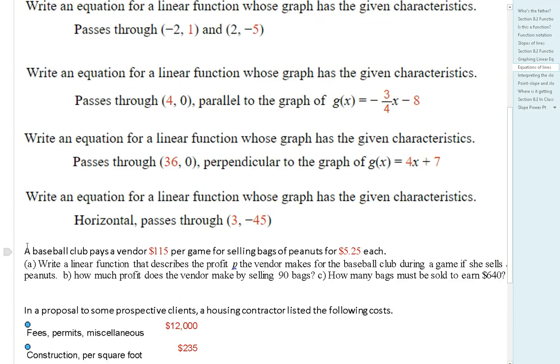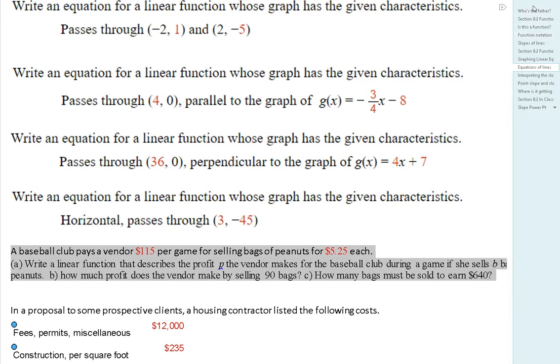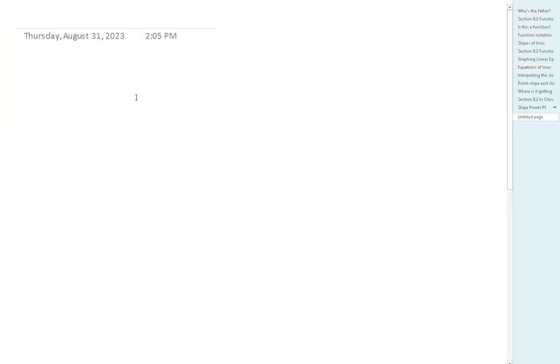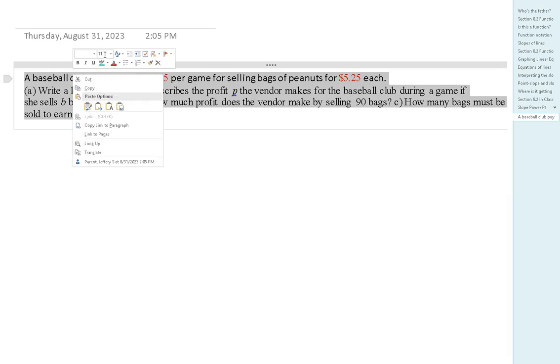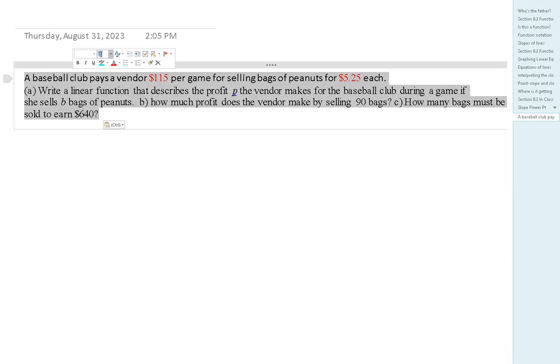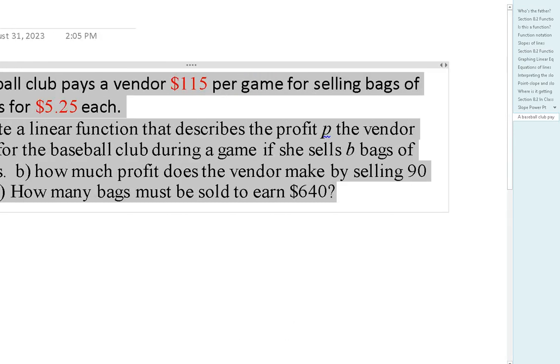Okay, so let's kind of zoom up and look at this one right here. Let me put that on a different page so I can zoom in on it a little bit, make it a little bit easier to read maybe. And let's do number 20.